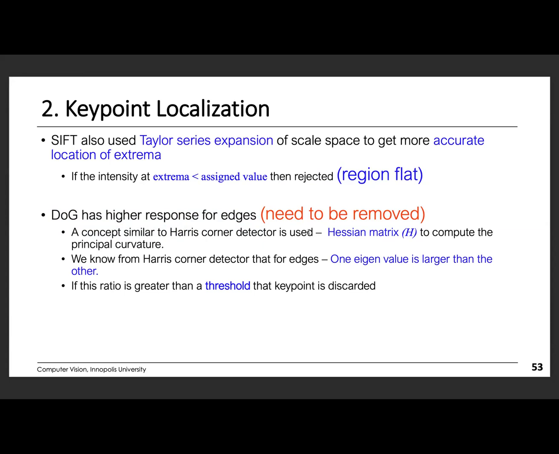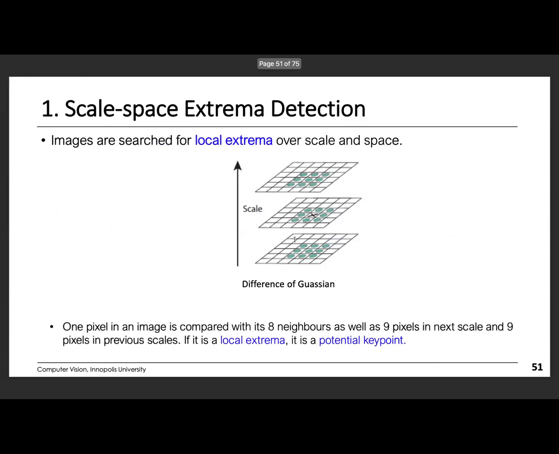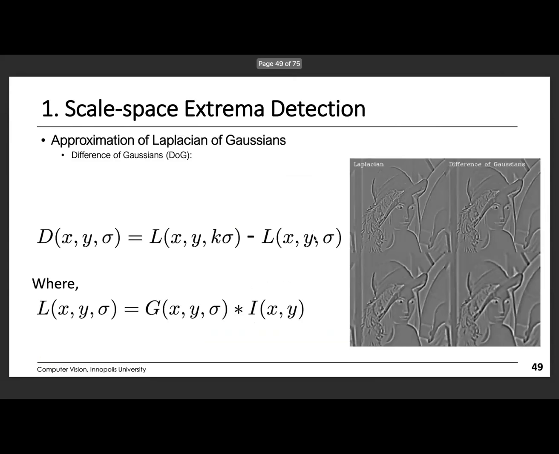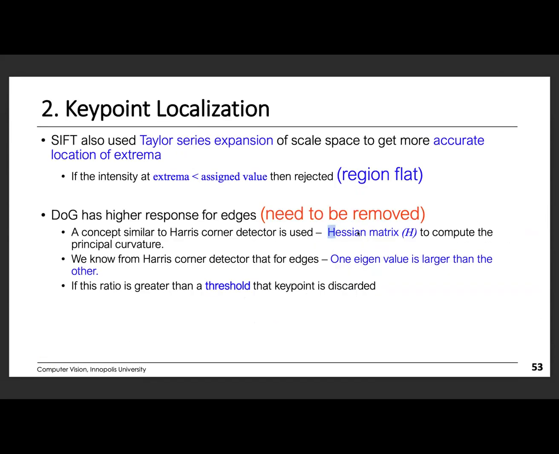So instead of using just the Laplacian of Gaussian as something that we would like to aim for, now we're trying to use the Hessian matrix H to compute the principal curvature, right? So it is much more likely to find corners than it is to find edges, as we have seen in this example. We know from the Harris corner detector that for edges, one eigenvalue is much larger than the other. So if this ratio is greater than the threshold, that key point is discarded.